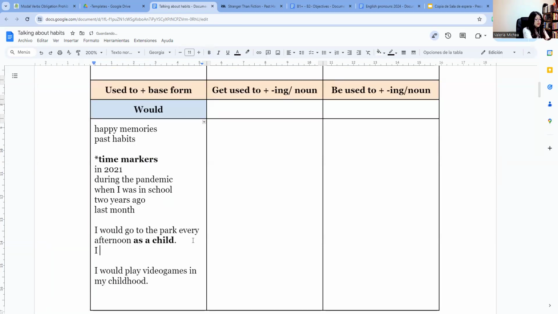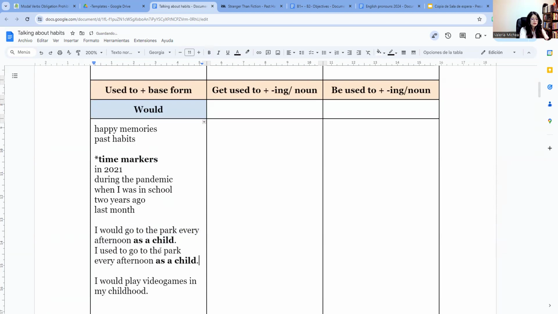So it can be like, I used to go to the park as a child, or I would go to the park every afternoon as a child. Both of them mean exactly the same. There is not a difference in the meaning, okay? I used to go or I would go, exactly the same. What changes is that the first one, I would go to the park, gives us the idea that this is a happy memory, like it's something that you like, all right?